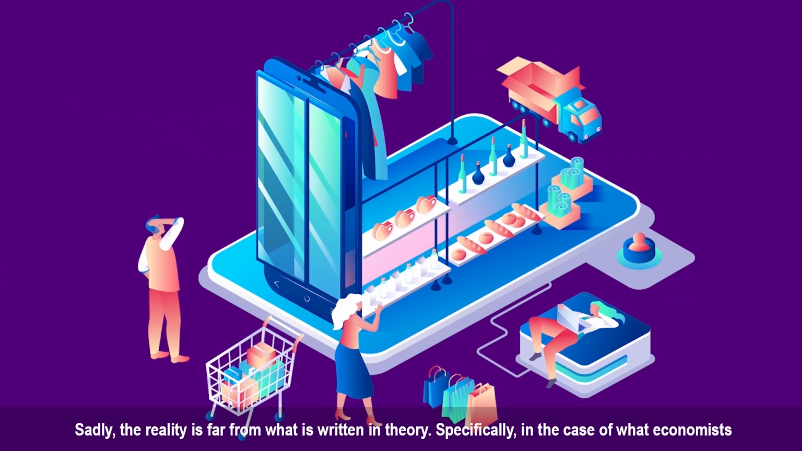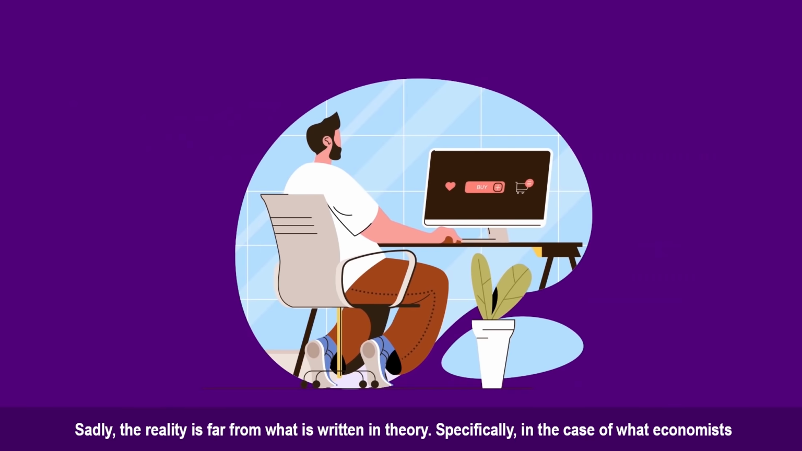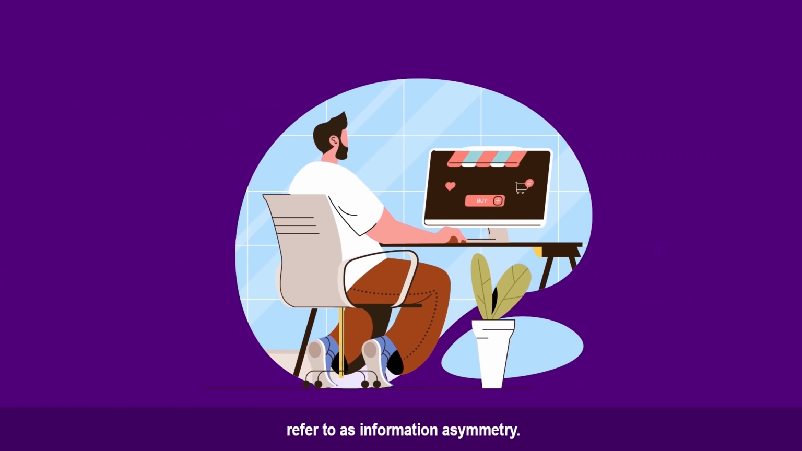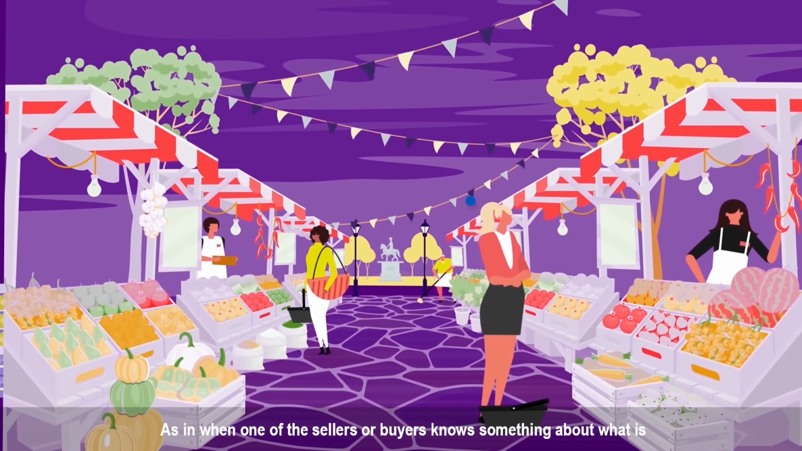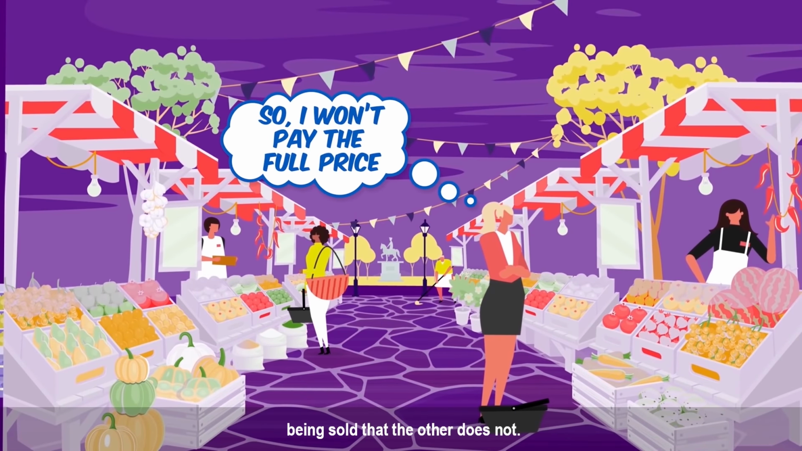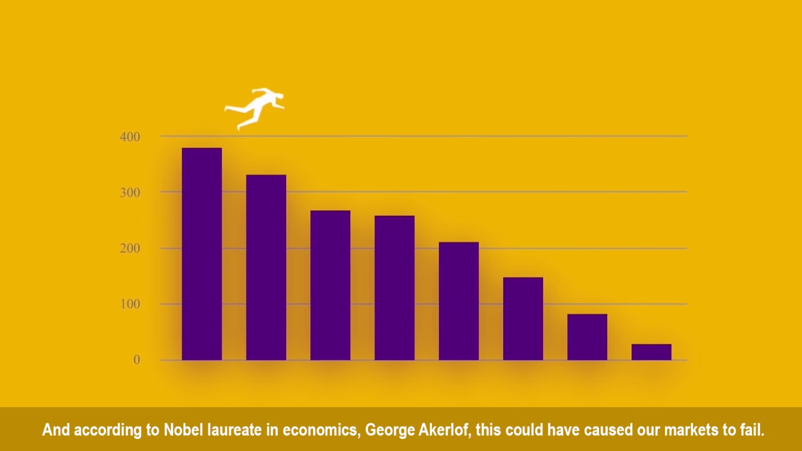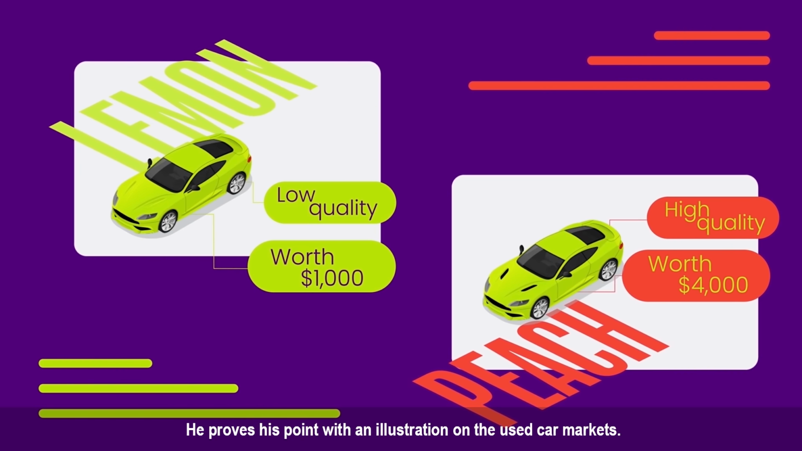Sadly, the reality is far from what is written in theory, specifically in the case of what economists refer to as information asymmetry, as in when one of the sellers or buyers knows something about what is being sold that the other does not. And according to Nobel Laureate in economics George Akerlof, this could have caused our markets to fail. How so? He proves his point with an illustration on the used car markets.